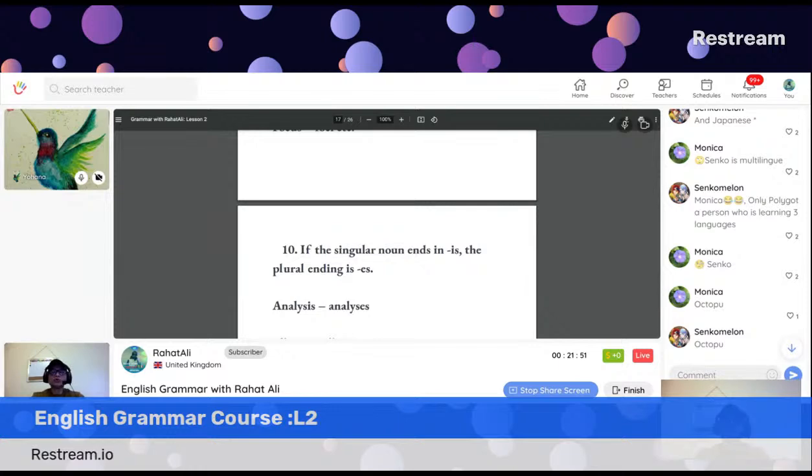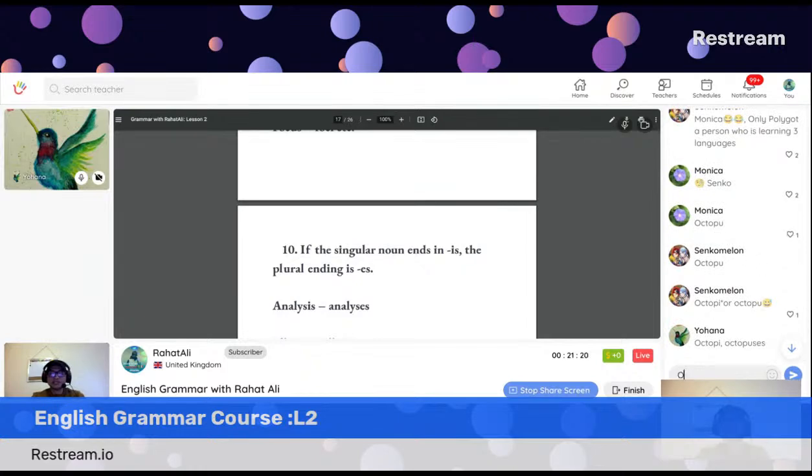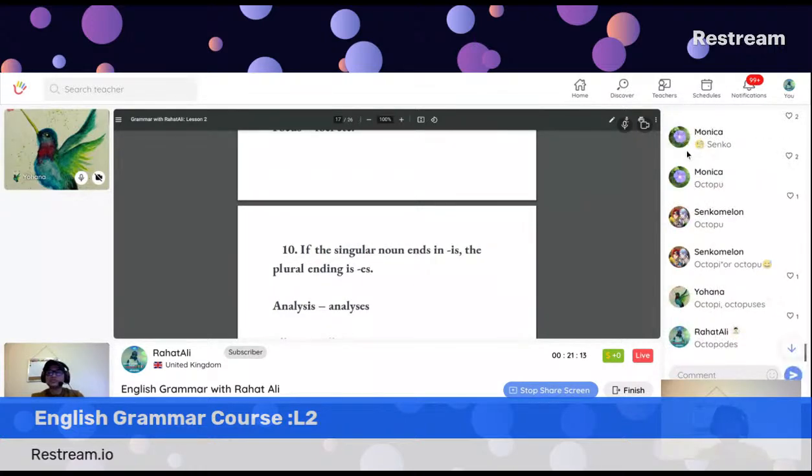Very good. Or is it octopi, you said? Octopi. Okay, octopi. Some people say octopuses. And someone said once upon a time people used this plural, octopods. Octopus, octopods. Like arthropods, that's right. In science, pod means legs. So octopod means the animal which has got 8 legs.